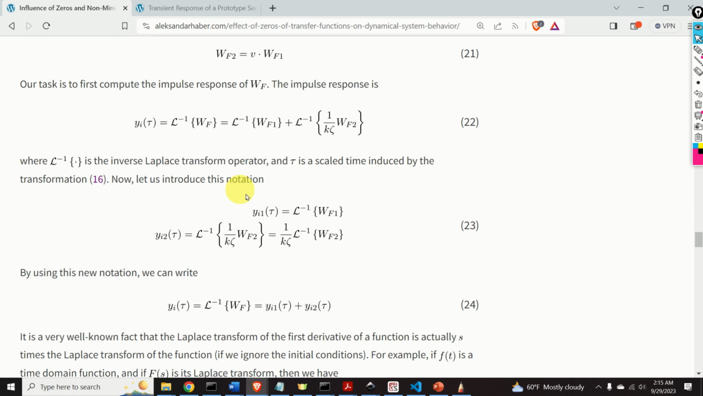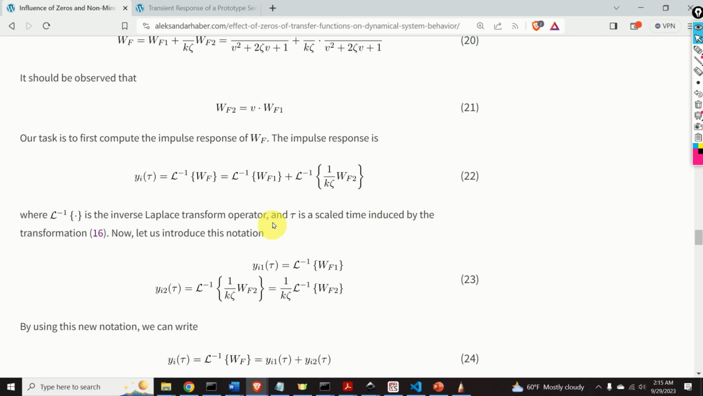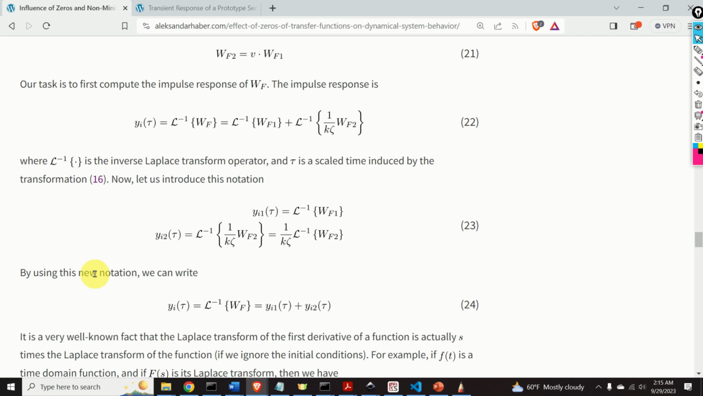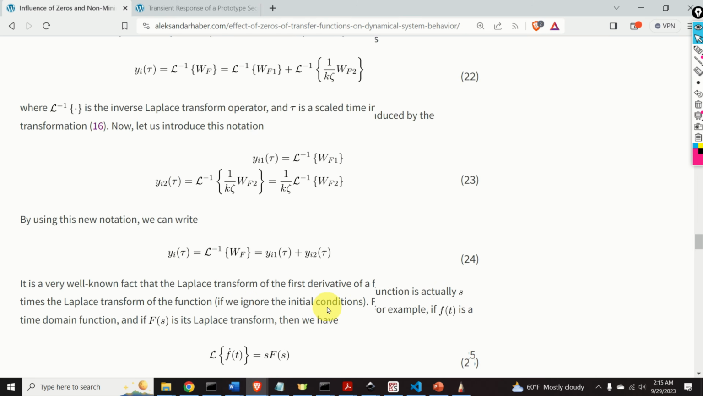Next, let's introduce this notation. yi1 is the inverse Laplace transform of wf1, and yi2 is the inverse Laplace transform of this expression over here. Since the inverse Laplace transform is a linear operator, this constant can go outside. By using this new notation, we can write our impulse response like this: yi1 of tau plus yi2 of tau.